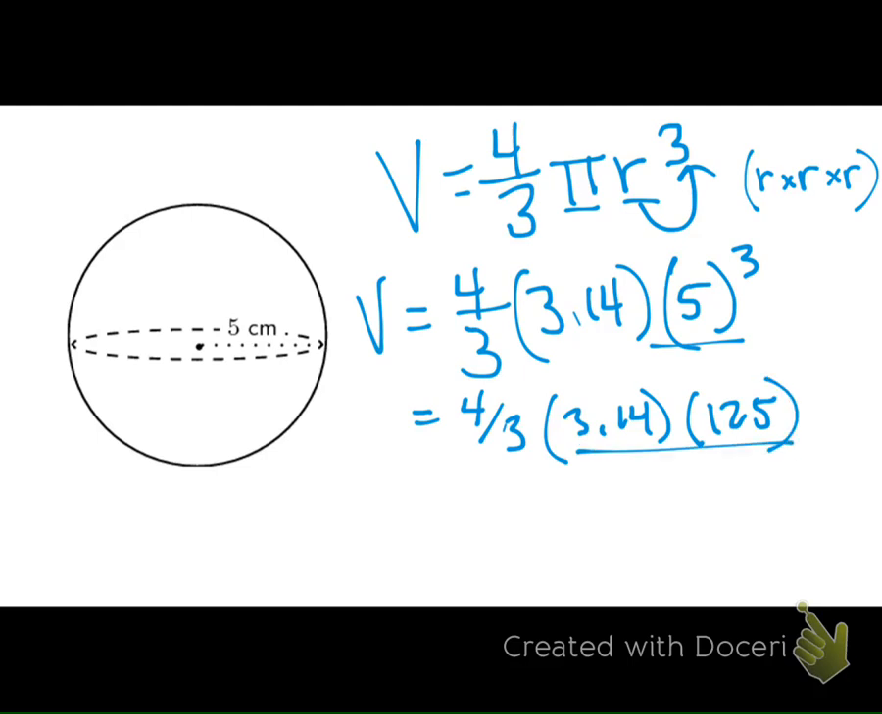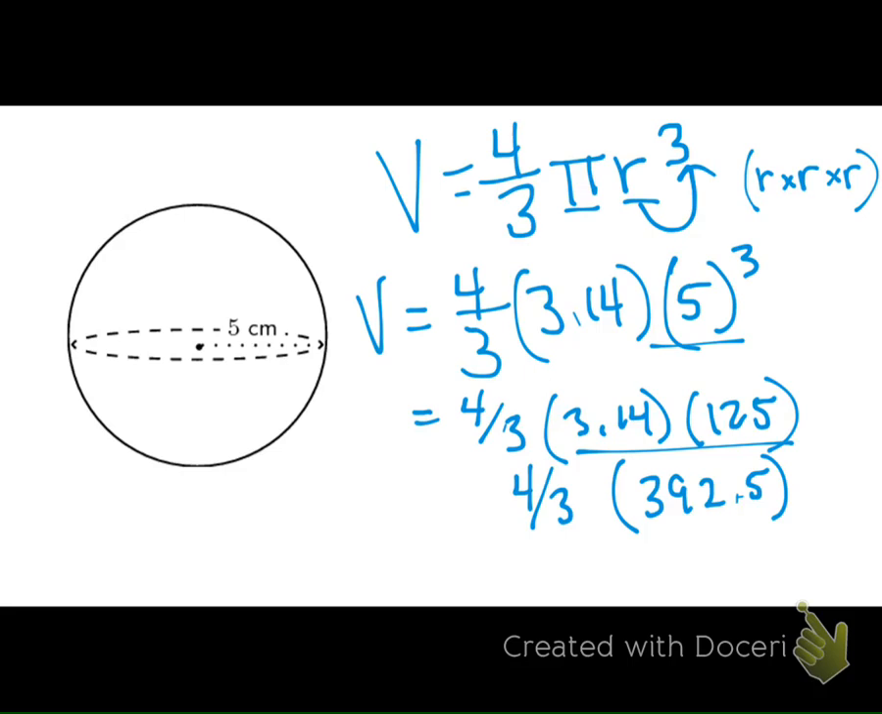Now let's do this multiplication right here. I could do my 4/3 at any point in time, but I'm just going to save it for the end. So I want 125 times pi, and I plug that in, and that comes out to be 392.5. Now I need to multiply it times 4/3.